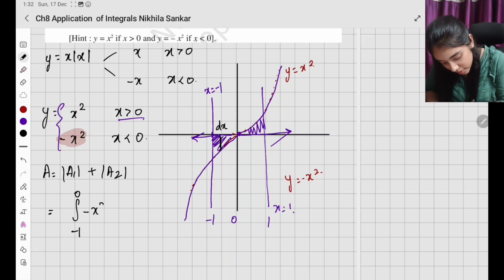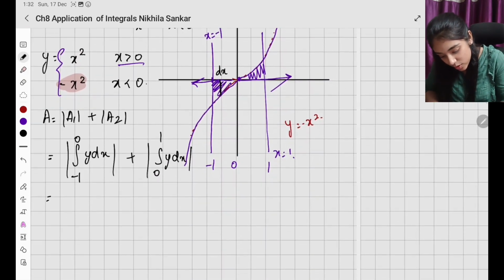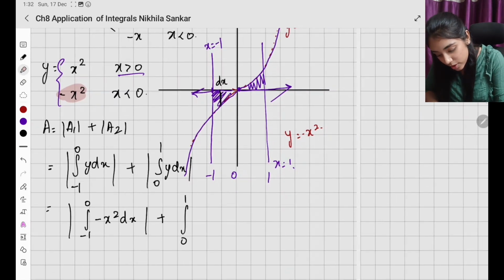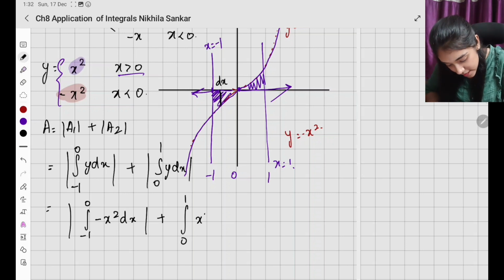Okay, this is where we need to be careful. So minus x square dx. First let me write y dx. Okay, so I'll write y dx absolute value plus integral of 0 to 1 y dx. Okay, now less than 0, I'm going to take minus x square. So it's going to be integral minus 1 to 0 of minus x square dx plus integral 0 to 1. Integral 0 to 1, now we are talking about x greater than 0. So it is going to be x square. Okay, so I have integral x square dx inside the absolute value.